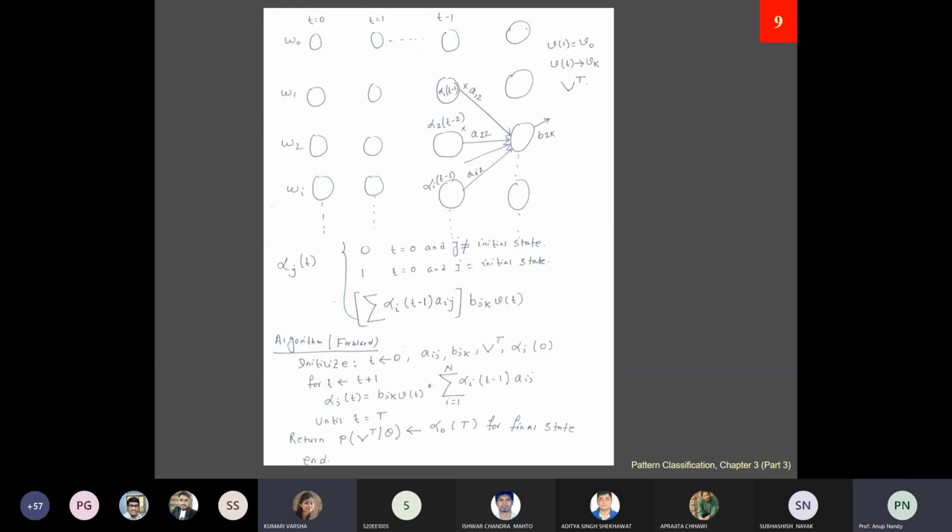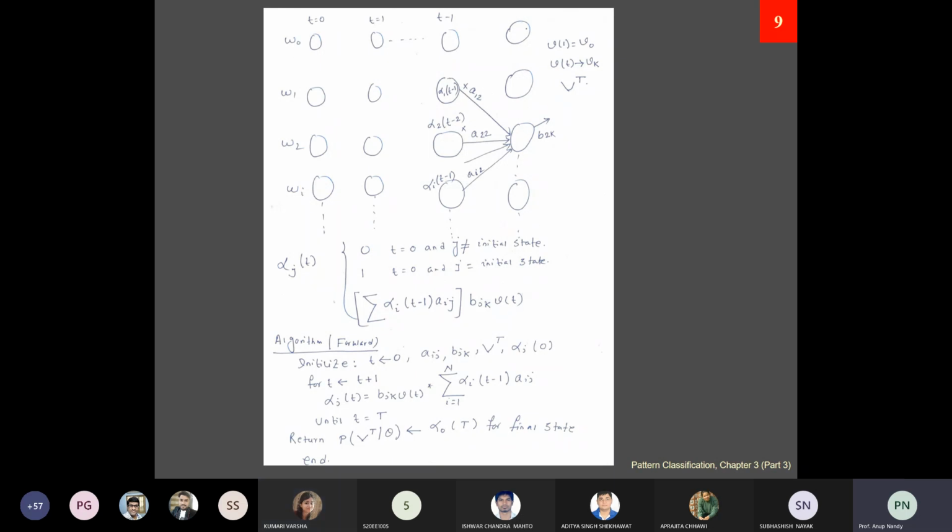Okay, so now this W0. So now you have the different possible transitions. You can go from W0 to W1, W0 to W2, W0 to Wy. Similarly, you can go W1 to W0, W1 to W1, W1 to W2, W1 to Wy. You may have transitions from W2 to W0, W2 to W1, W2 to W2, then W2 to Wy. So these are the possible transitions that you can have.